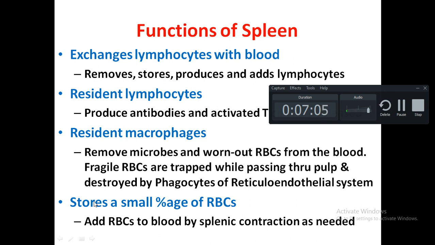Then the fourth function is that it can store a small percentage of RBCs. So these RBCs, which we have already discussed, are present in the red pulp. They are added to the bloodstream whenever there is a need of more blood or more RBCs in the body, and that addition of RBCs into circulation is brought about by the activation of the sympathetic nervous system, and that will cause the contraction of the spleen. So these RBCs will then be added into the bloodstream.